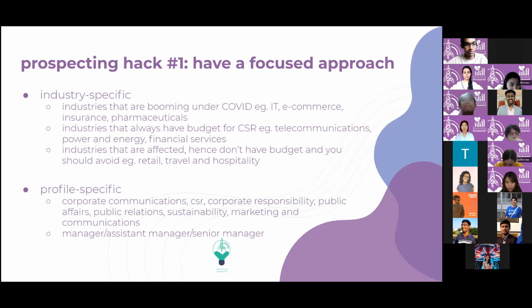And the second thing is more on profile specific. What kind of profiles should you approach when it comes to pitching for sponsorships and partnerships for events? Especially on the corporate communications, CSR, public relations, marketing and communication side. And the kind of profiles that you should be looking for, I would say, shouldn't be too junior. For example, don't find officers or executive level. And also don't find people who are too senior, like the CEO or managing director or the vice president. For sure, they won't have the time or the patience to reply to you.